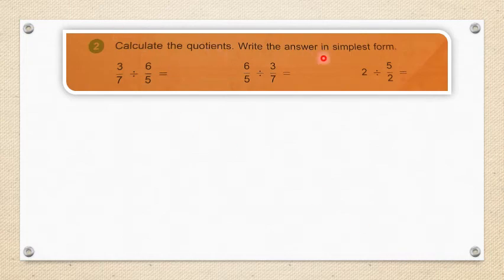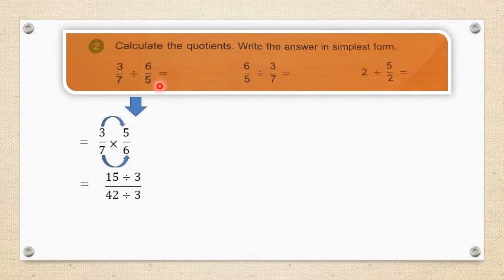Now number 2. Calculate the quotients and write the answer in simplest form. 3 over 7 divided by 6 over 5. We have division, so I have to replace it by a multiplication and we write the inverse of the second fraction. So I will write 3 over 7 times 5 over 6, since the inverse of 6 over 5 is 5 over 6.